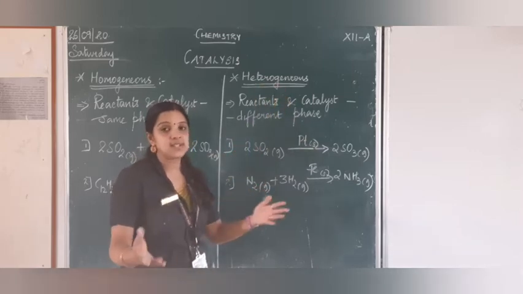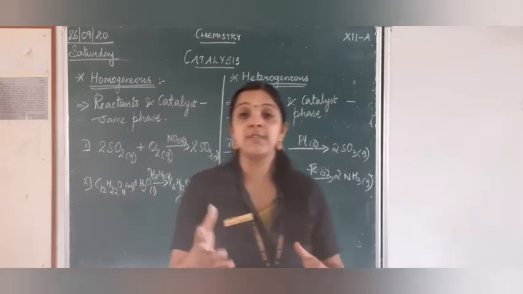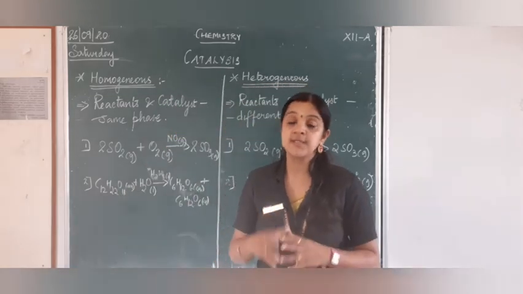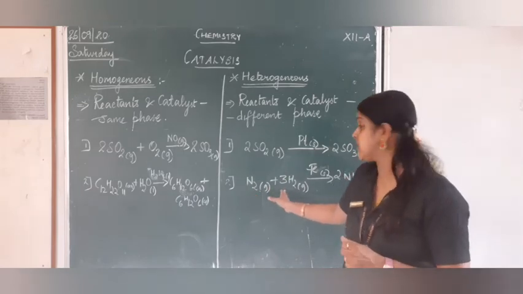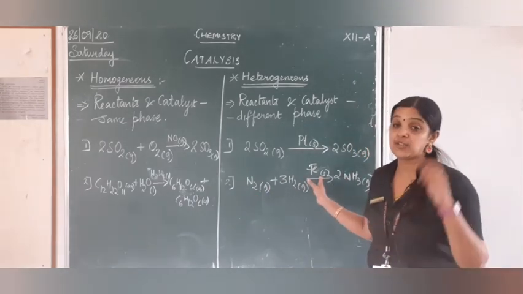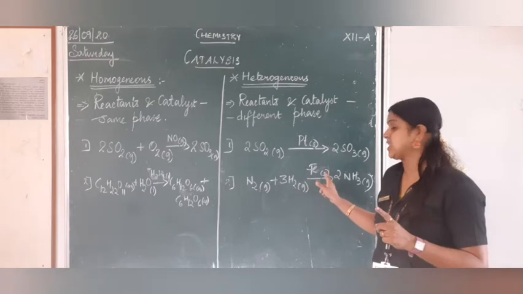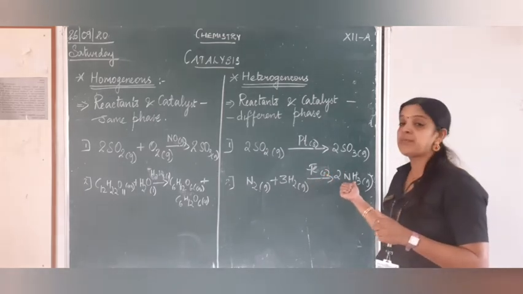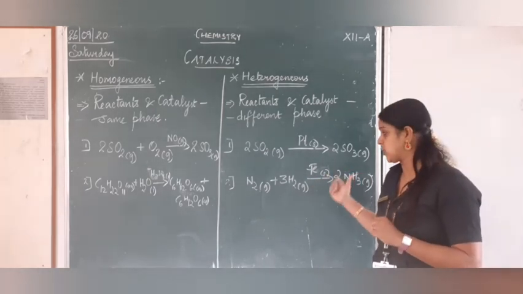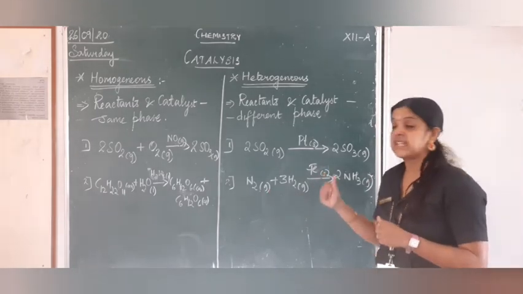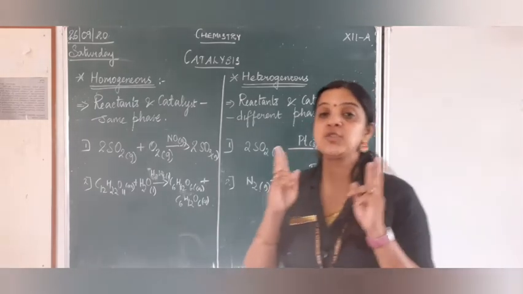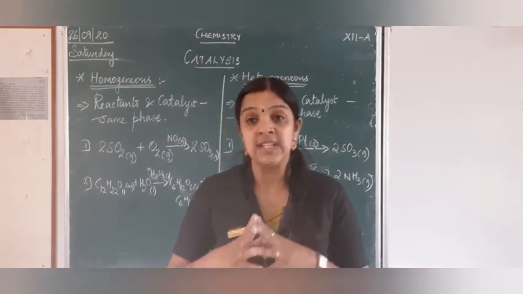Another example is a familiar example for you. We have learnt about Haber's process, production of ammonia, where nitrogen combines with hydrogen in the presence of iron, soft sponge iron, which is a solid again, giving me the product ammonia. So here you can see the reactants are in the gaseous form and my catalyst in the solid form. So these are the two important types of catalyst.